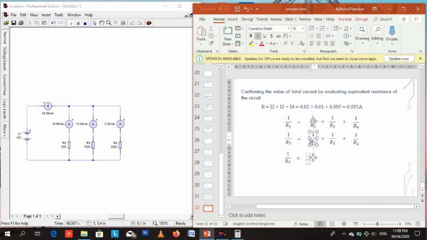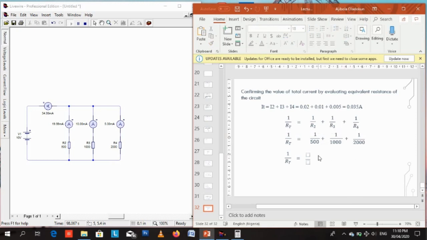So what is R2? R2 is 500 ohms. R3 is 1000 ohms. So you have the option of first simplifying 1 over R2 plus 1 over R3 plus 1 over R4 and then inserting the values, or you insert the values directly and then simplify. So R4 is 2000 ohms, R3 is 1000 ohms, and R2 is 500 ohms.